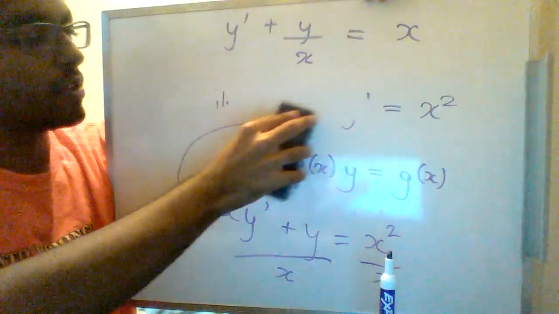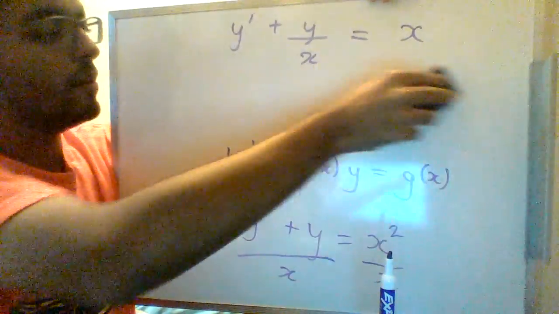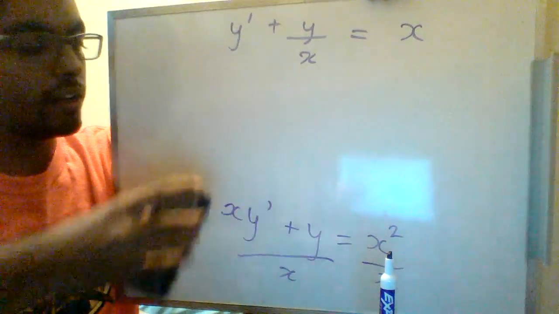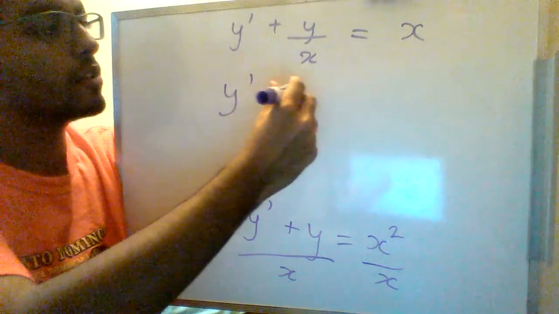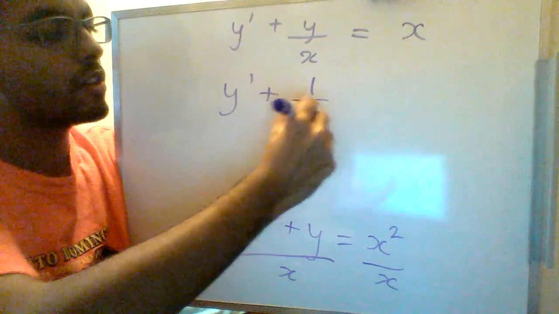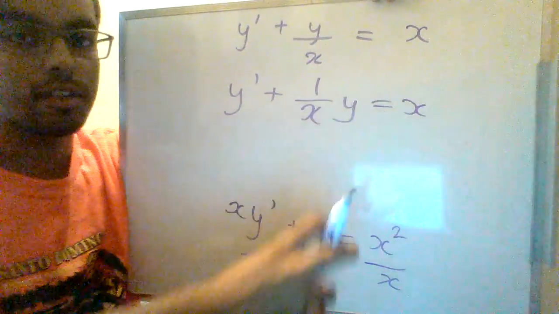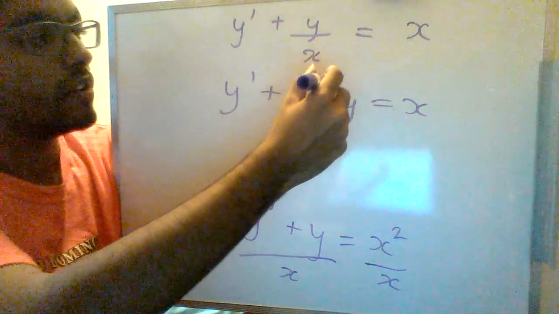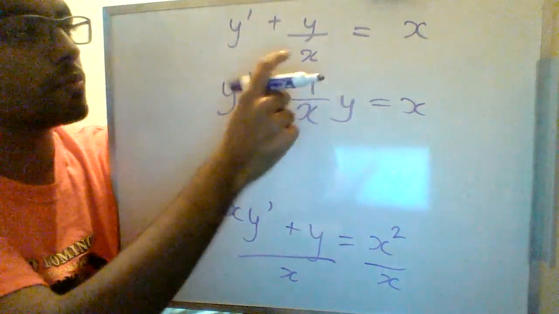And so what we want to actually do, just to write it in a little bit of a different way, is we'll write it like this. So we'll write y prime plus 1 over x times y equals x. All right? So that's how we'll write it. And so the reason I've done that is because this thing right here is the same thing as what we have up there.